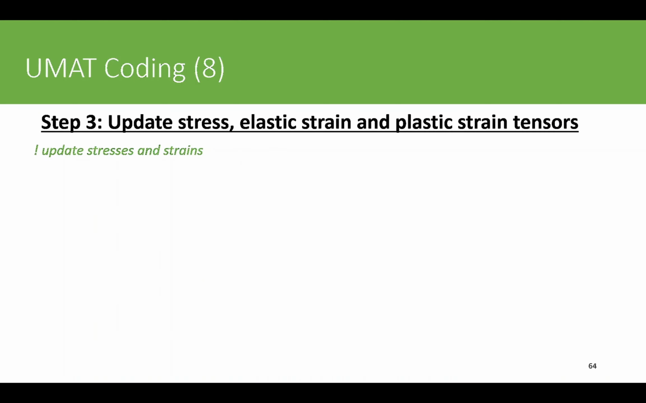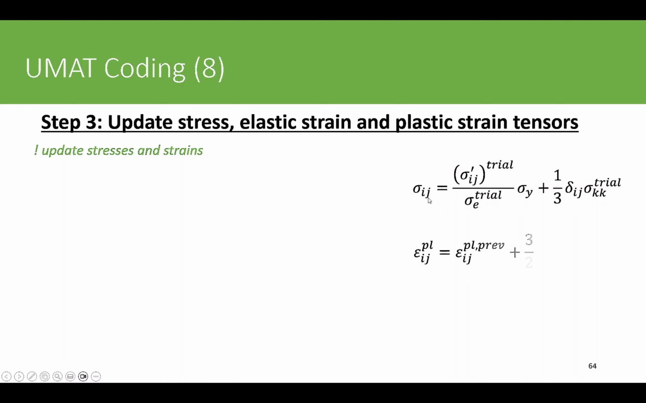Once we have reached convergence, we need to update the stresses and strains. And by strain I mean the plastic strains and also the elastic strain. Total strains are the same, which are coming from the solver. So we will first update the stresses based on this definition. I already gave you this in the previous part. It's a function of yield stress times the flow direction plus the volumetric part, deviatoric and volumetric part.